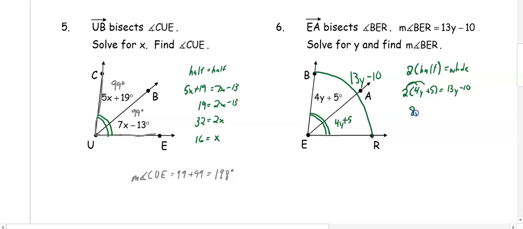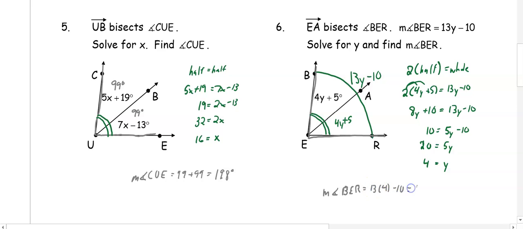We can distribute our 2. 8y plus 10 is equal to 13y minus 10. So we get 10 equals 5y minus 10. When we add 10 to both sides, 20 equals 5y, and we get y is 4. Then we want to find the measure of BER. Well, BER was 13y minus 10, so the measure of angle BER is 13 times 4 minus 10, which is 42 degrees.